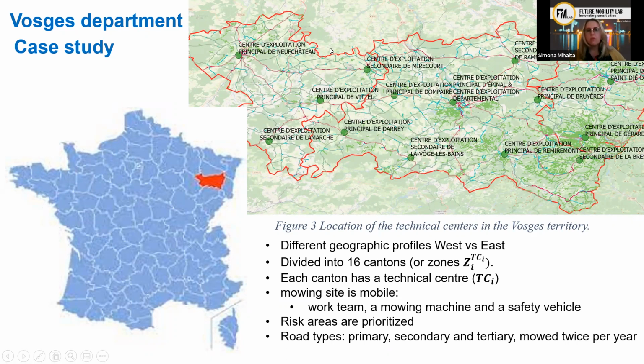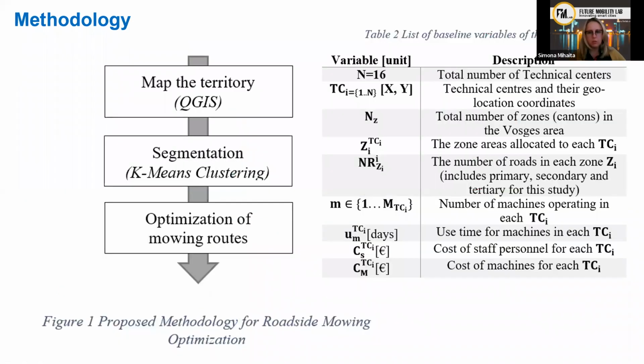There are specific areas in each of the regions, which means that some roads are considered, for example, primary, and some roads are secondary or tertiary, and they need to be mowed twice per year. However, this is more of a mountaineering kind of area, which means that some slopes are much harder to mow than others. So all the zones in the mountain area require more carefulness. So it's a little bit tricky.